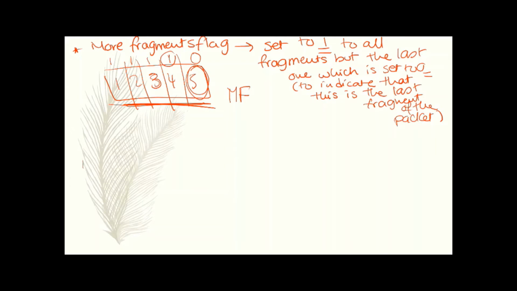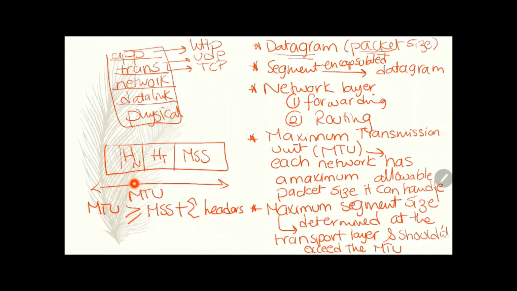Let's go to another thing, which is the IP addresses. As we mentioned earlier, in the application layer we discussed HTTP. In the transport layer, we discussed UDP and TCP. In the network layer, we'll be discussing the IP protocol, as well as different routing protocols.